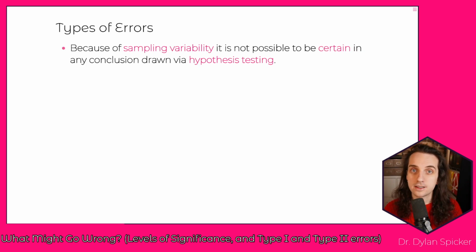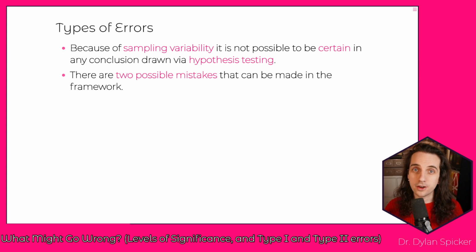Because there is sampling variability, it is not possible for us to be certain in any conclusions that are drawn within the hypothesis testing framework. We can't be 100% sure that we're drawing the correct conclusion, no matter how much the data seem to support it. It's always possible that we have just a very weird sample, and that very weird sample is leading us to draw the incorrect conclusion. Now, there are two ways that we can be wrong within hypothesis testing, and that's because there are ultimately two conclusions that we can draw.